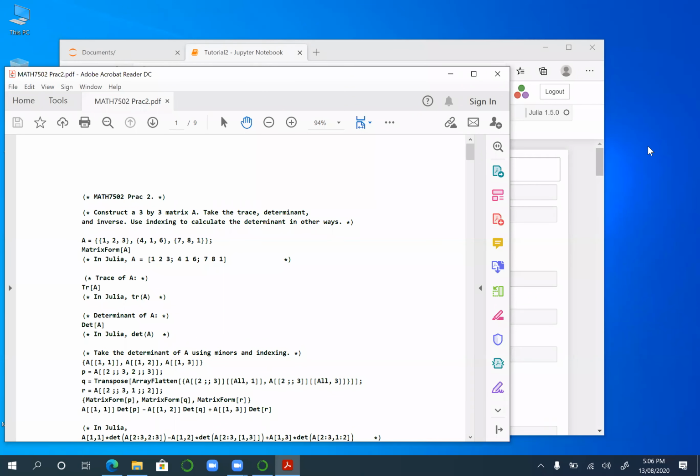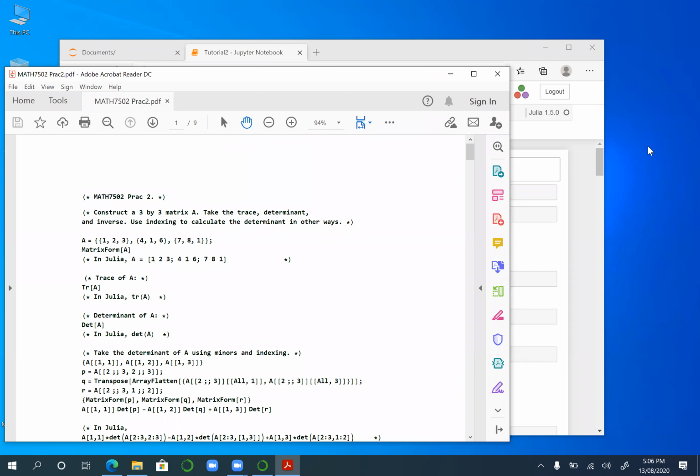Okay, so our first problem would ask us to construct a 3x3 matrix A, then to take the trace, the determinant, and the inverse. Okay, so if you don't know what the trace of a matrix is, it's simply the sum of the diagonal elements.